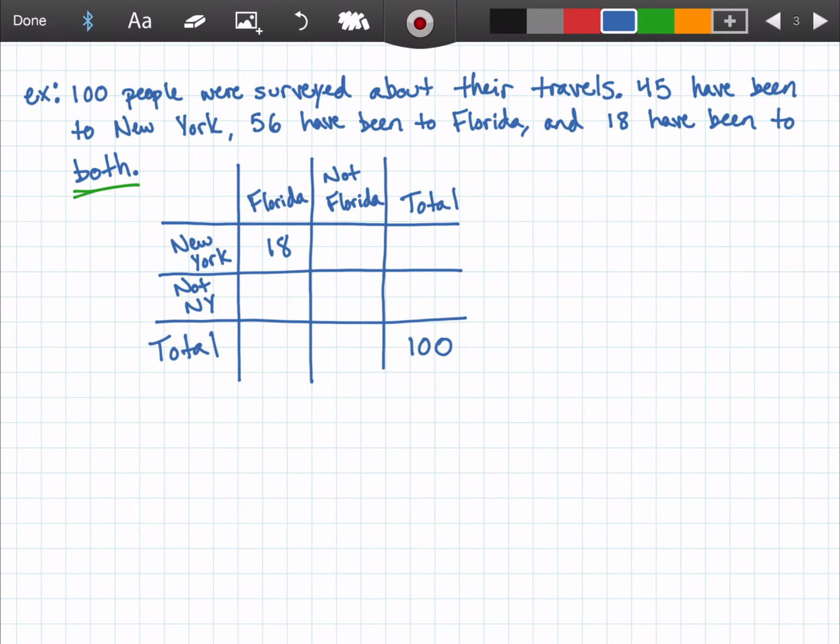So here's what I know. I know 45 people have been to New York. I know 56 have been to Florida, and then 18 have been to both. Well, now we just kind of fill in the gaps from there using subtraction.